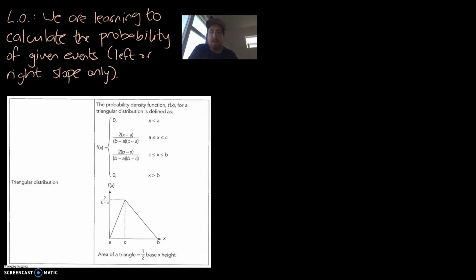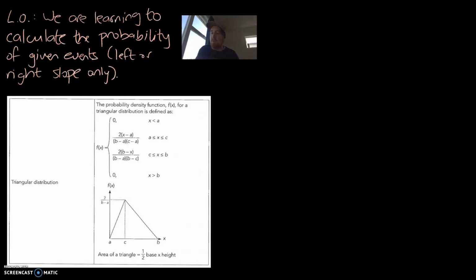Today's learning objective is that we are learning to calculate the probability of given events, and we're focusing on left or right slope questions. In this video I am just emphasizing the left slope formula. The left slope formula noted in the introduction video is not correct, but the left slope formula here is correct, so please use this. I do want to note this is in our workbooks and will be given to us in a formula sheet in the exam. So let's go through a question first.